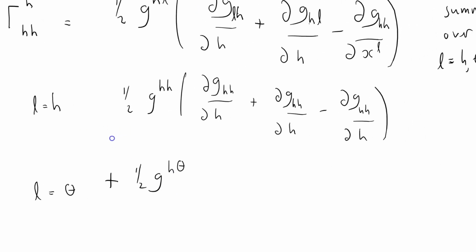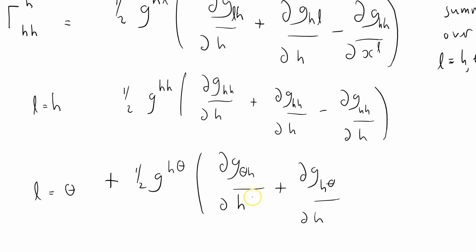Okay, let's just pinch in a little bit. Di G theta H by di H. That's that term there. Plus, but with the L replaced by theta, this one is going to be di G H theta by di H. You see, and because it's symmetric, those are the same. Minus di G H H by di theta, because X L is equal to theta.